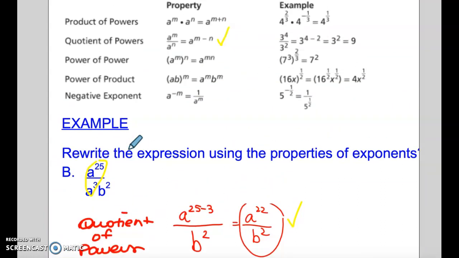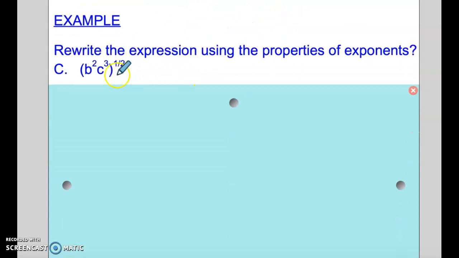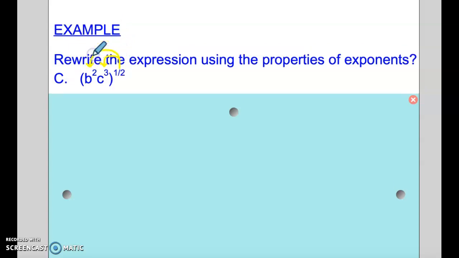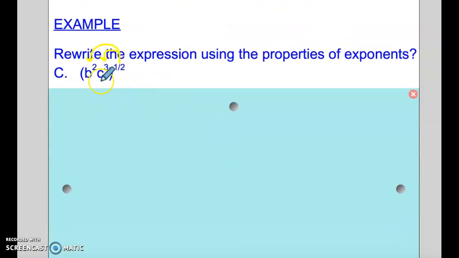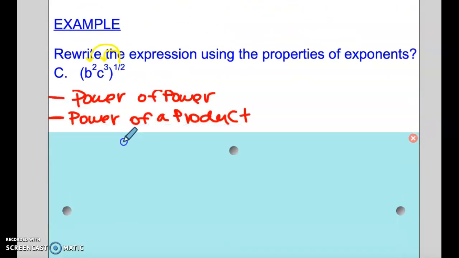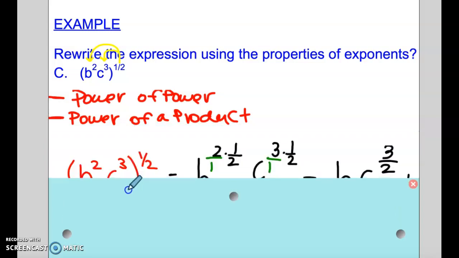Okay, we're going to use really a combination of these two. We need to recall that when I have an exponent on the outside of a product, the exponent gets distributed to everything. So that's the first thing we need to remember, is that this 1/2 needs to get distributed to everything in the parentheses. But how it gets distributed, we need to remember power of a power. When I have an exponent raised to another exponent, we use multiplication. So that's what we have to remember here. Power of a power and power of a product, both of those come into play here.